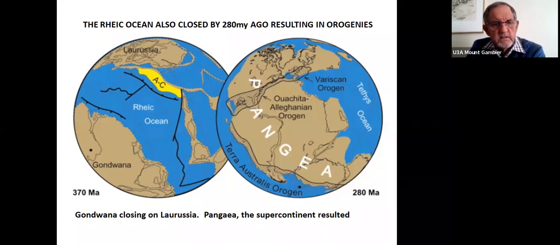To a certain extent, the earlier closure of the Iapetus Ocean resulted in mountain ranges and volcanic arcs and so forth. But I think most of the deformation and alteration of the rocks, intrusion of granites and things, is better related to the closure of the second ocean, the Rheic Ocean, as shown there on that left-hand diagram.